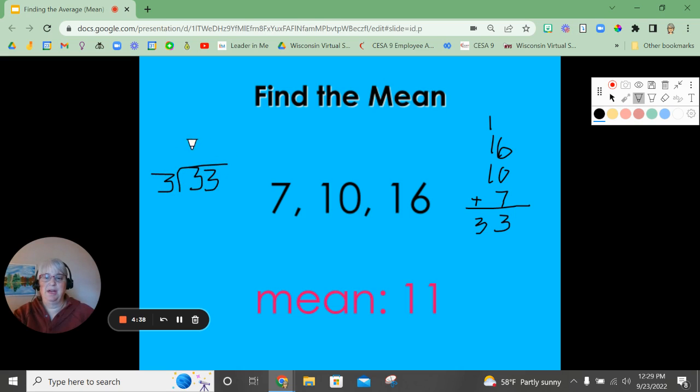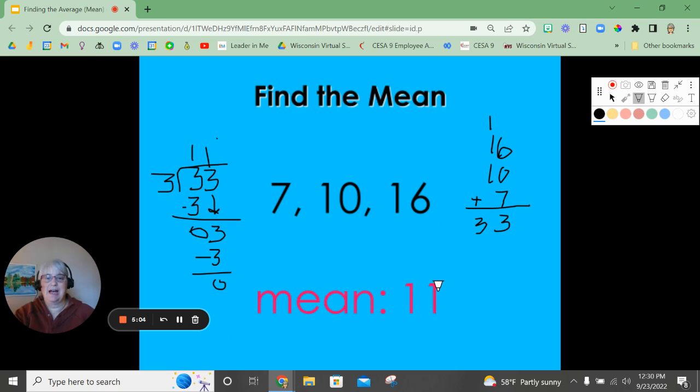3 divided by 3, well, I can have one group of 3 here, so 3 times 1 is 3. Subtract gives me 0. Bring down my next number. Again, 3 divided by 3 is 1. 3 times 1 is 3. Subtract, we get 0. There are no numbers left to bring down, so this is my answer, 11, and we can see that the mean is 11.